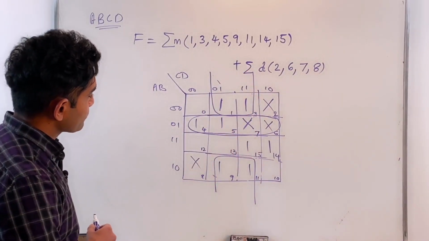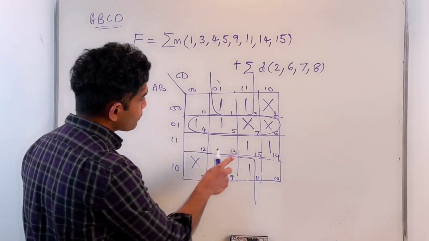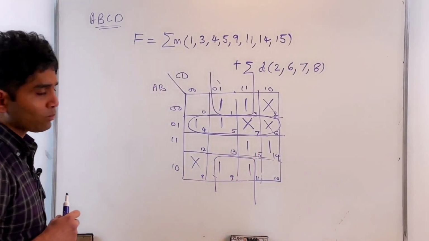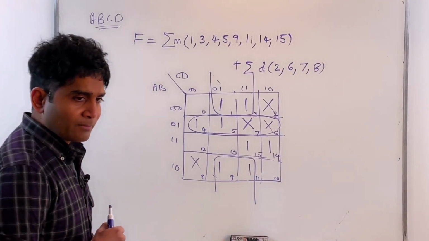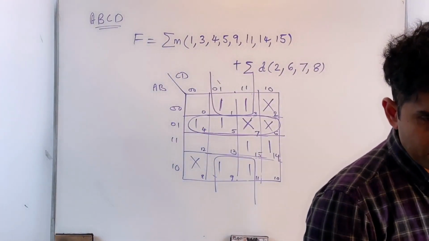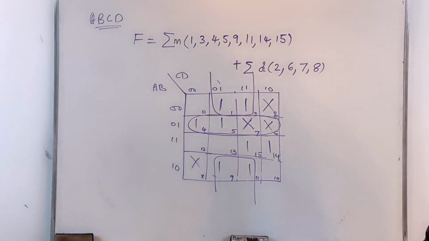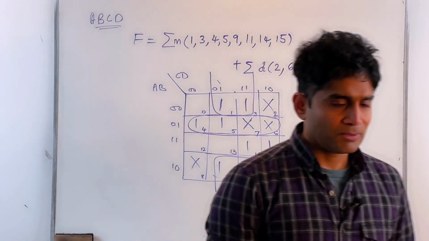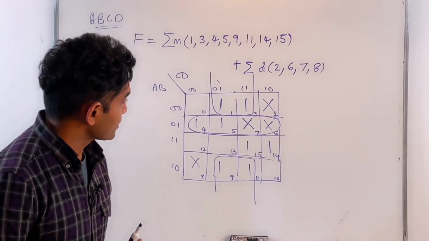All right, so I have accounted for those ones. I still have to account for these 2 ones. How should I account for these 2 ones? How should I combine them? Are you with me until this point?